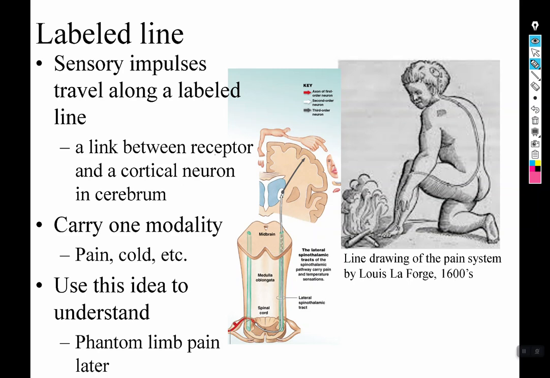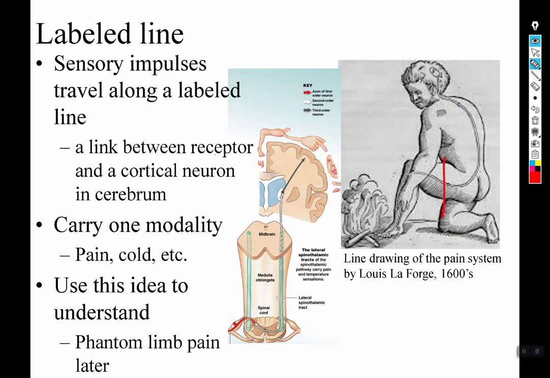You can use this idea to understand phantom limb pain, which is one of the things I asked you to listen to a podcast about in the case study. But essentially, since we know that the labeled line is labeled, if you, say, lose your leg, gone.